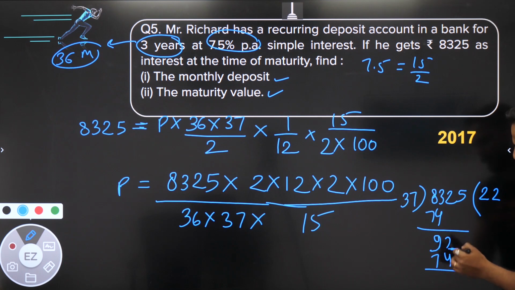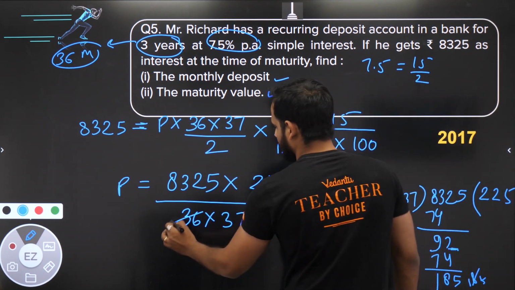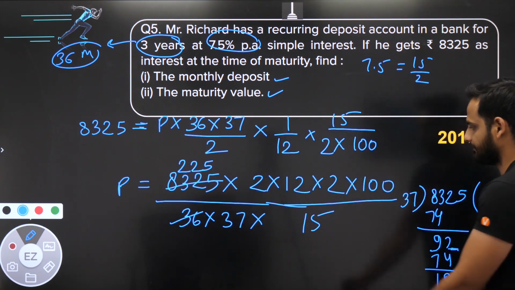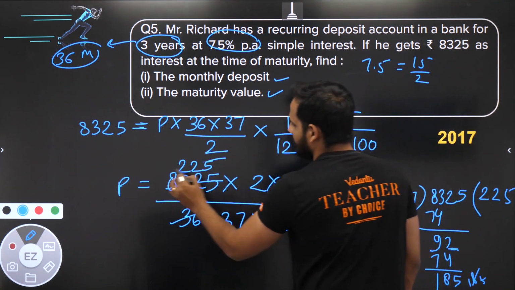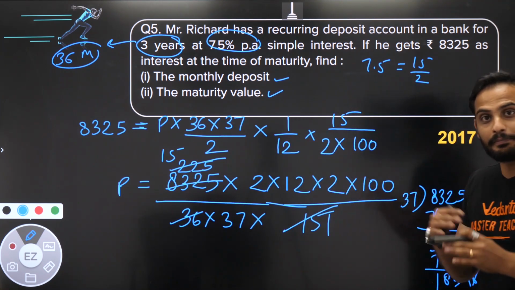So 12 minus 4 is 8, and I think 37 5s is 185 only. 5 7s are 35, power 3, 5s are 185. So it is coming by 225 times. And this is 15 square, 15 ones are 15, 15s are 225. Right? Easy calculation. This is how you need to pick the calculation.